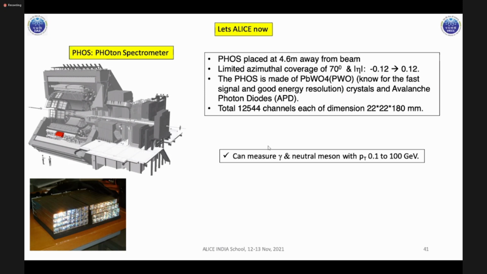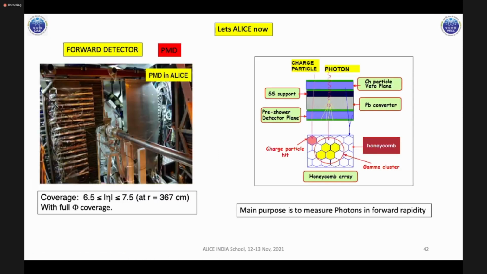And again, there are about 12.5 K channels in these PHOS, and it can measure gamma and neutral mesons with pT in the range 0.1 to 100 GeV. So these are the two calorimeters that are there in the ALICE experiment.